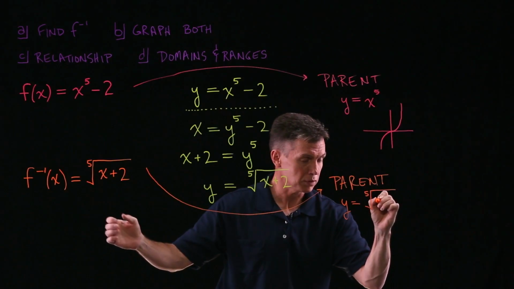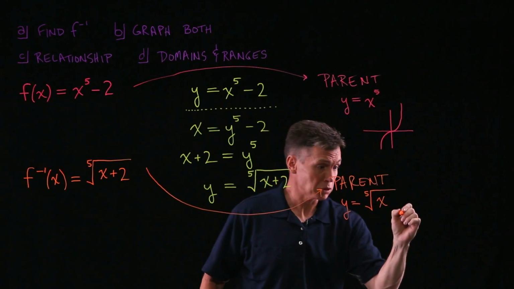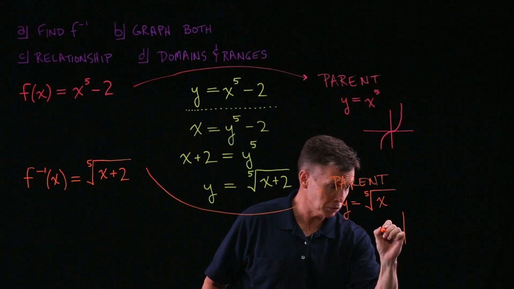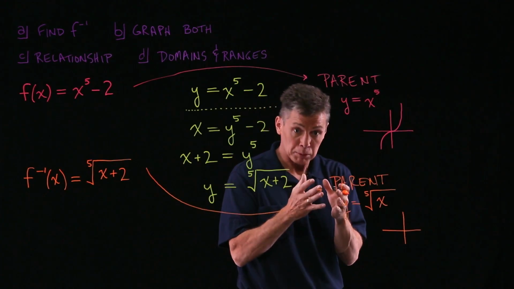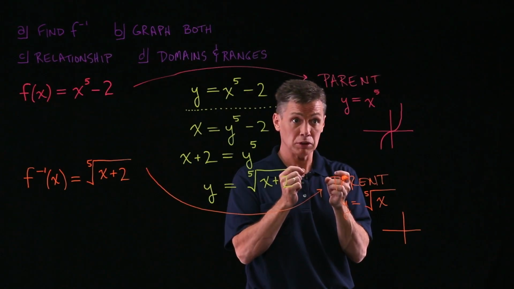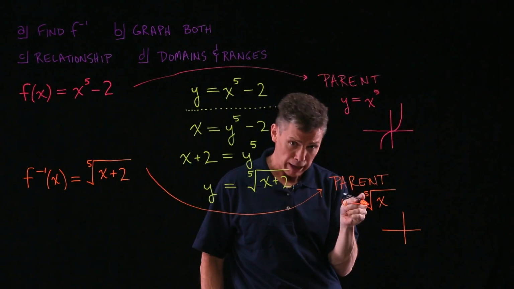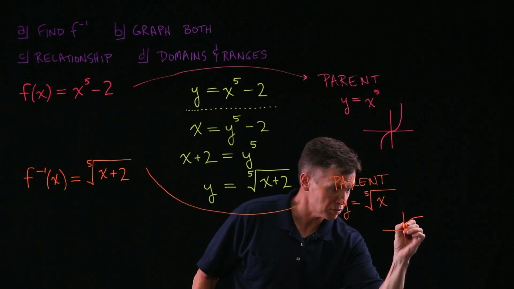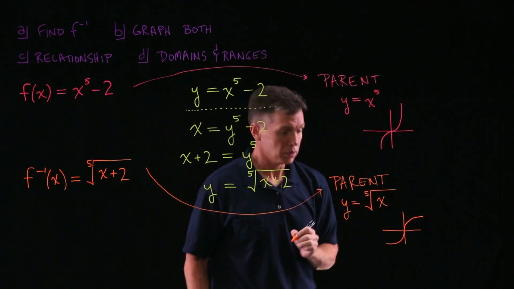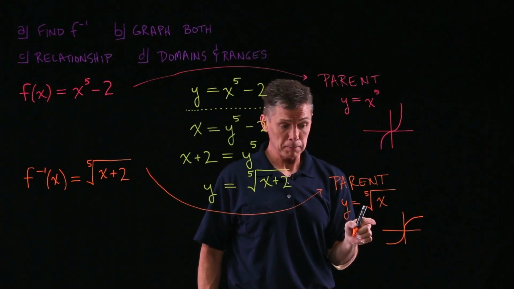Fifth root of x. Again, I'm doing the scratch work just because you want to have a feel for what the graph of that looks like. And again, comparable to like the cube root here. So your odd indexed radicals really all look the same. It comes down to stretching factors. So I'm looking at that as my parent.